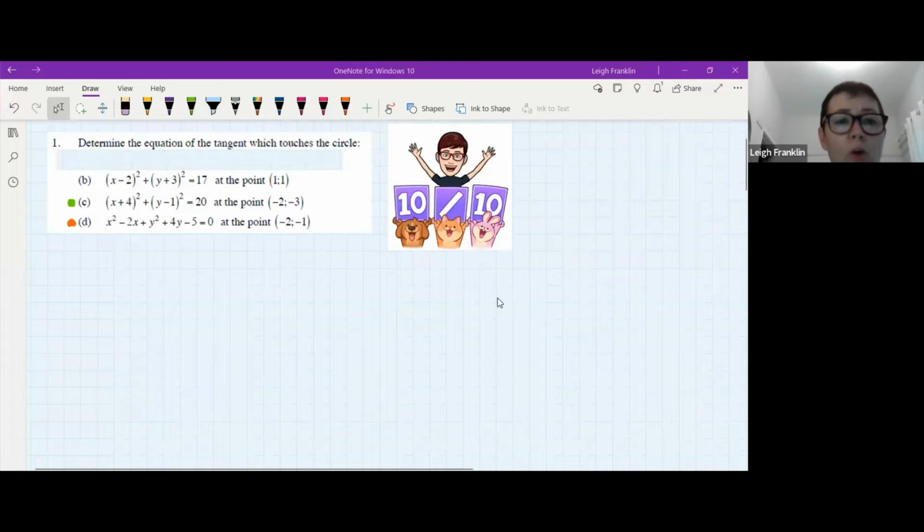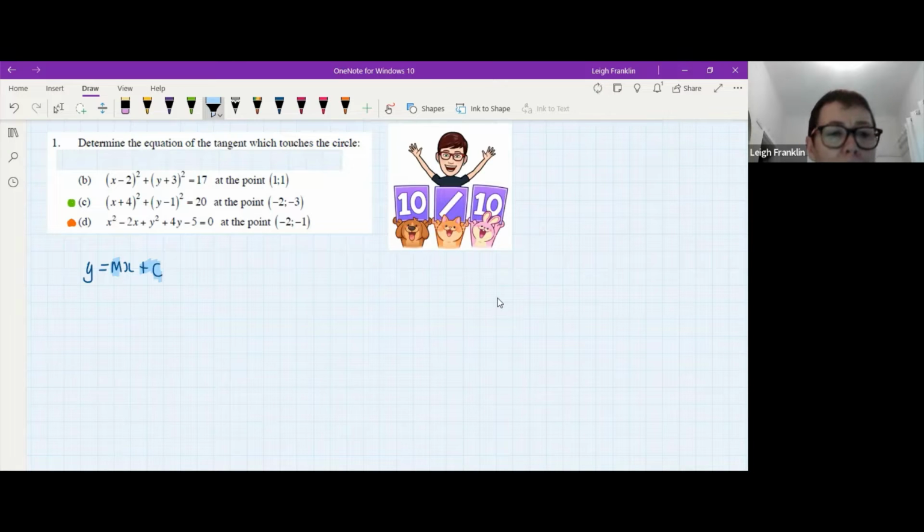If we want to determine the equation of a tangent which touches a circle at a particular point, remember that to work out the equation of a tangent, we are working out the equation of a straight line. So in other words, y equals mx plus c. What the question wants from us is for us to calculate the gradient of this tangent and its y-intercept as well. Generally speaking, we calculate the gradient first. We then sub in the point that it goes through so that we've got the m, the x, and the y, and then we solve for the c.